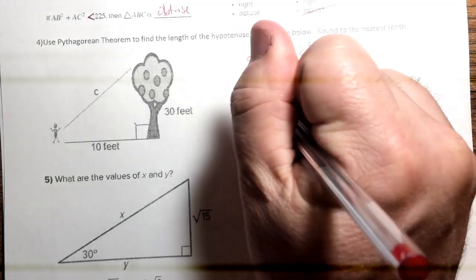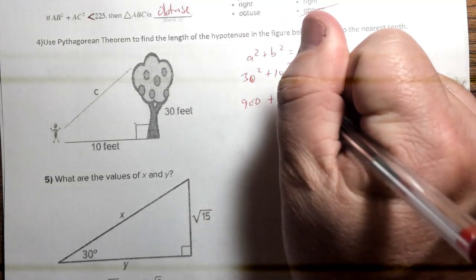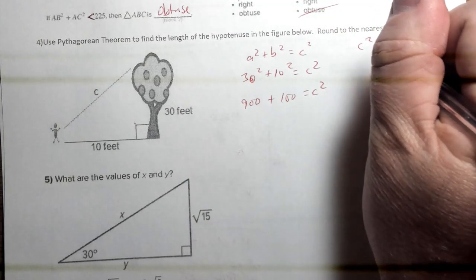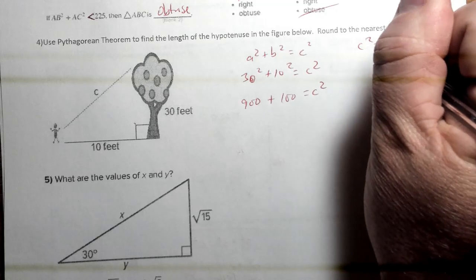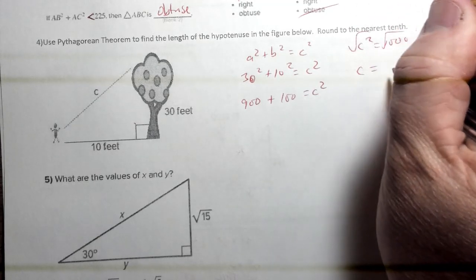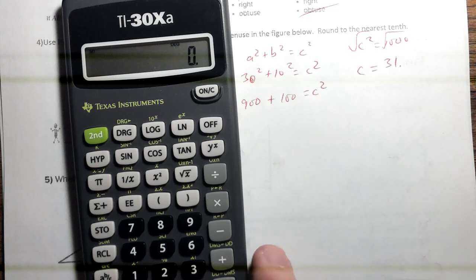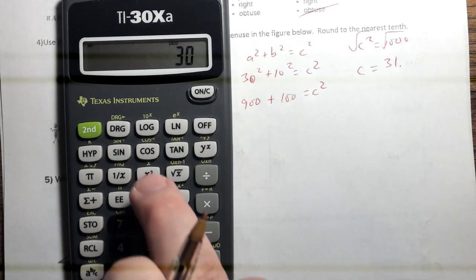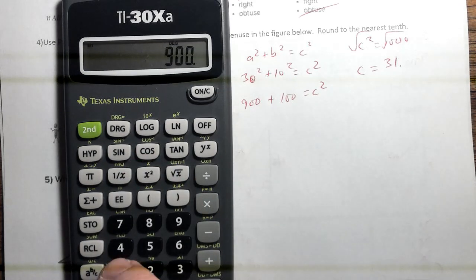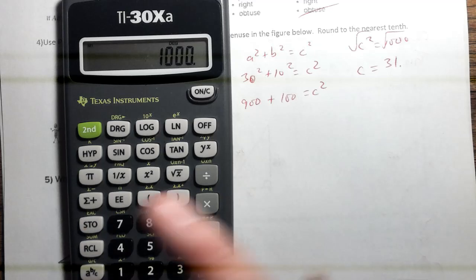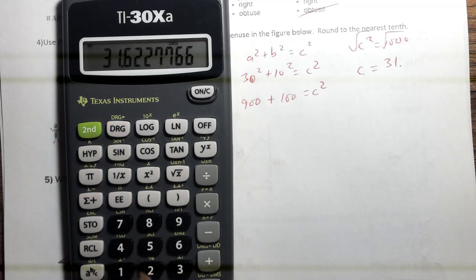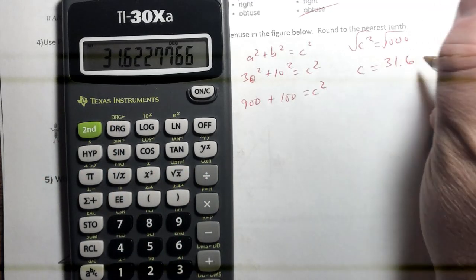30 squared is 900. 10 squared is 100. So c squared equals 1,000. Take the square root. C is going to be 31, I think it's 0.7. Let's do calculator here. So 30 squared plus 10 squared is 1,000, take the square root. 31.62 is 31.6.